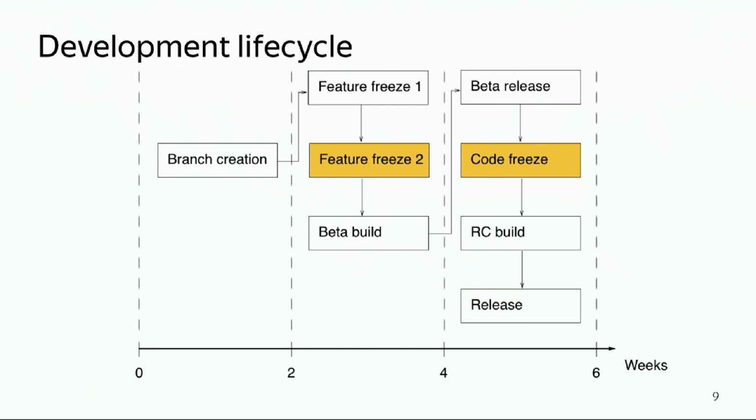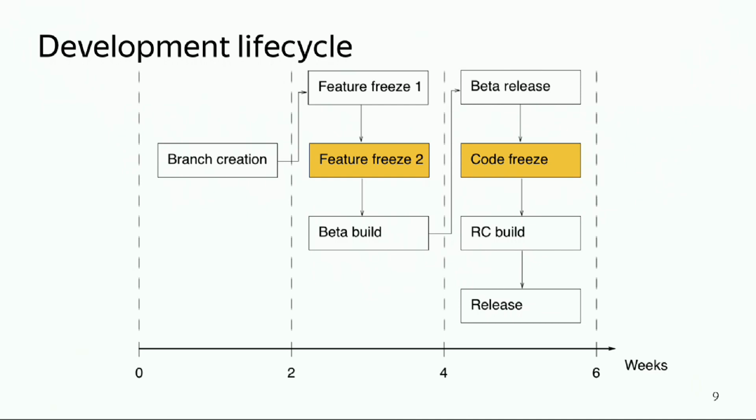So by default, no changes will be performed. Sometimes exceptions happen actually, and we have to change some code after code freeze. But the main stage is that we just create a new branch. We move all code to this new branch, and there are no changes that will happen to this branch.